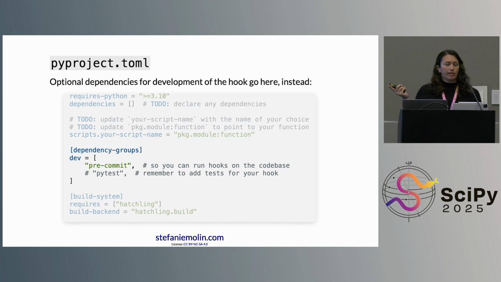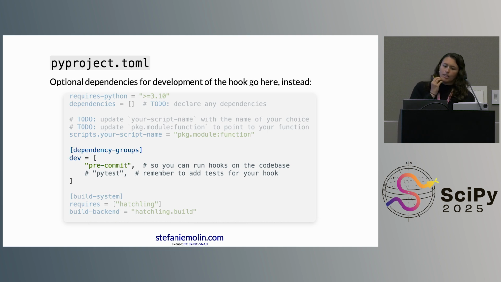So pre-commit would be a dev dependency. Never add it as a dependency itself, right? Because that's outside the system. So it would be a dev dependency, and then something like PyTest, if you're running tests, your test suite, that's also a dev dependency. You don't need PyTest to run your hook, right? You just need it to write the code for the hook and make sure that the code for the hook is still working correctly.